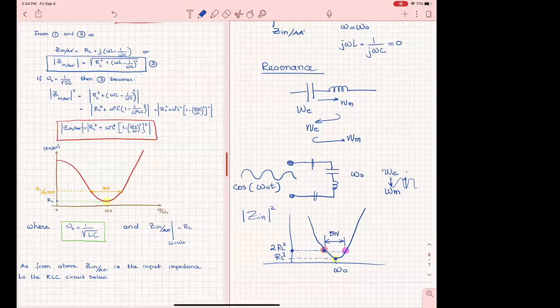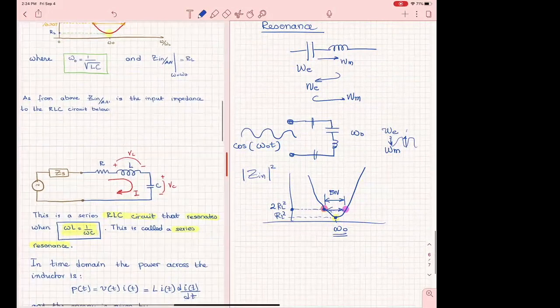So every resonator has a resonant frequency and has a bandwidth. And these are very important parameters to keep in mind when you design resonators, all right? So that is important. Why is it critical? Because in filters, we use resonators for filtering.